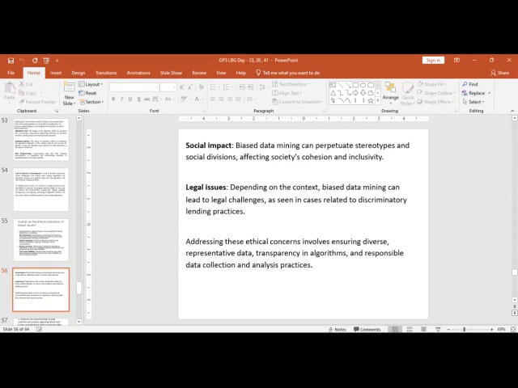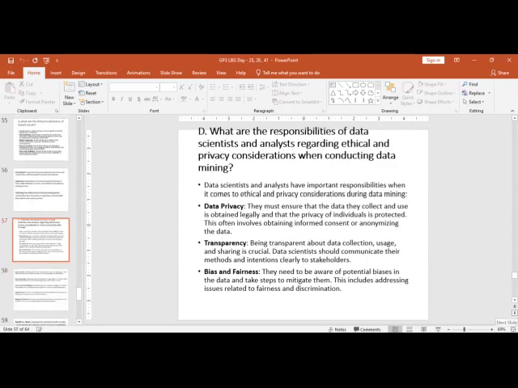Addressing these ethical concerns involves ensuring diverse, representative data, transparency in algorithms, and responsible data collection and analysis practices. What are the responsibilities of data scientists and analysts regarding ethical and privacy considerations when conducting data mining?